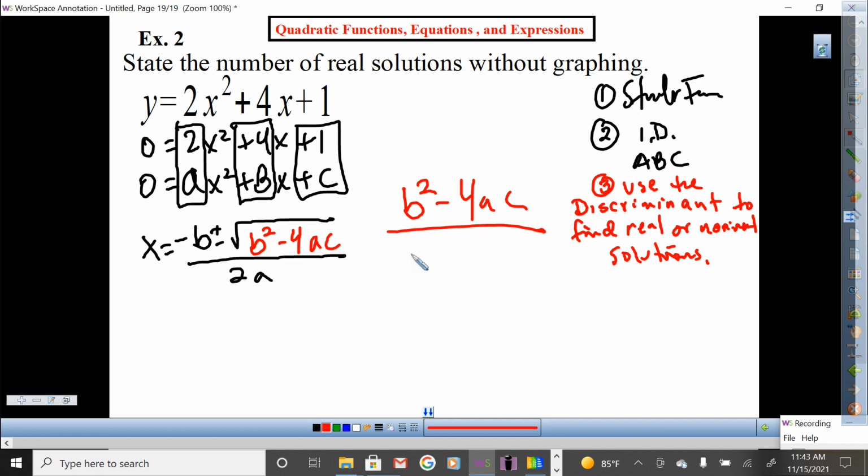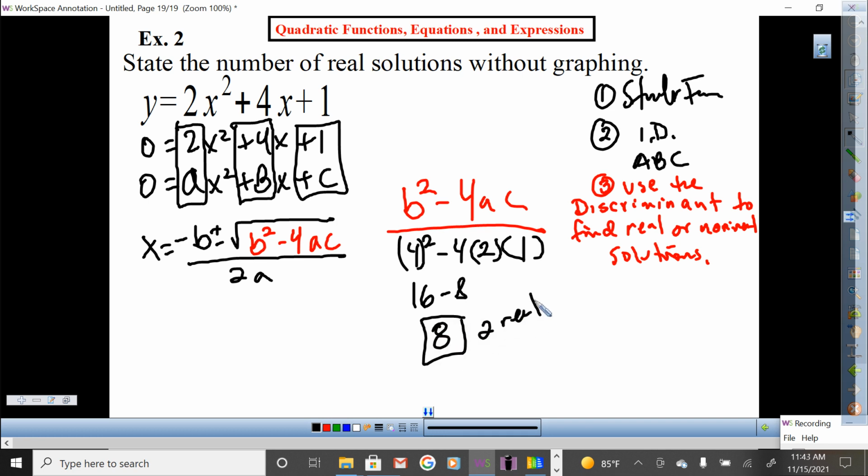So here we go. What is B? 4, so I write 4 squared minus 4 times A times C. What is A? 2, and C is 1. So this is 4 squared is 16. Negative 4 times 2 is negative 8 times 1. That's negative 8. 16 minus 8 is 8. This one has 2 real solutions.